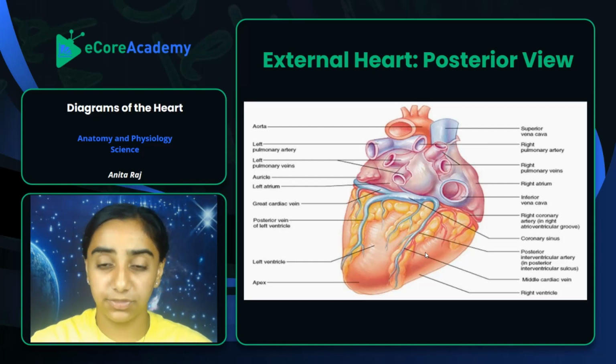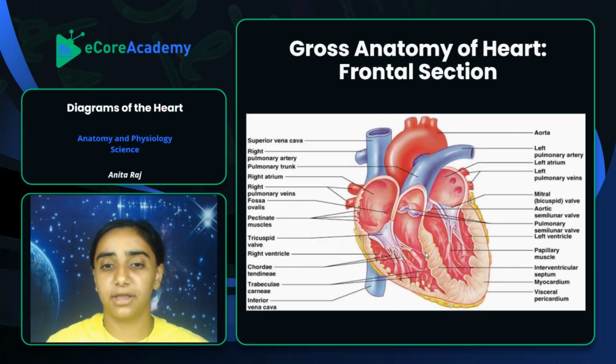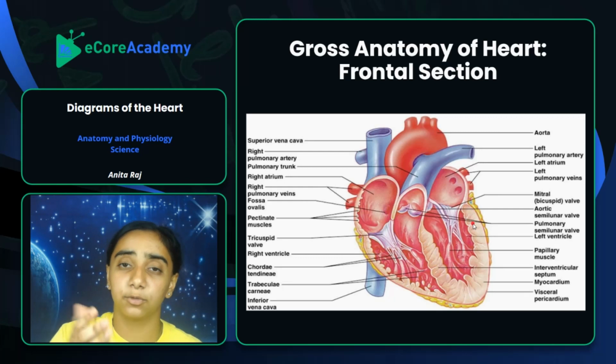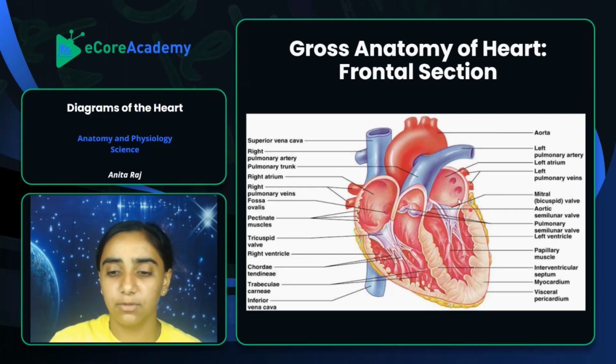Okay, now that we're done with this diagram, let's look at the final diagram I have for all of you. It is the gross anatomy of the heart. It's the frontal section. So we're looking at the front of the heart, but it's almost like we cut the heart in half and we're looking at the inside of it. So now we're looking at the inside of it.